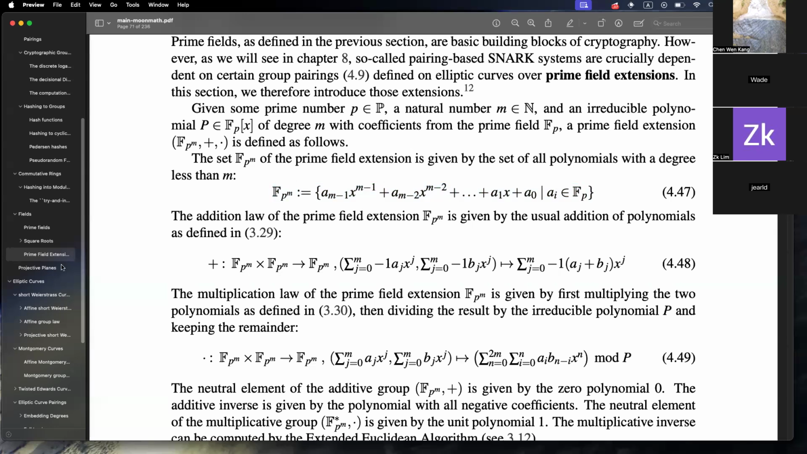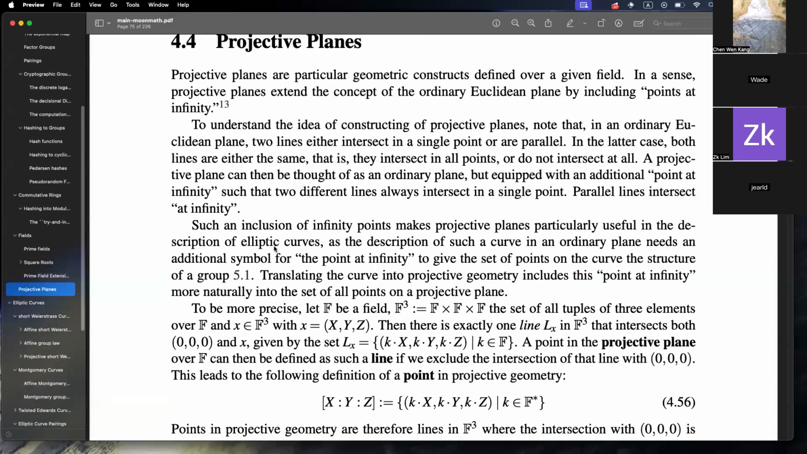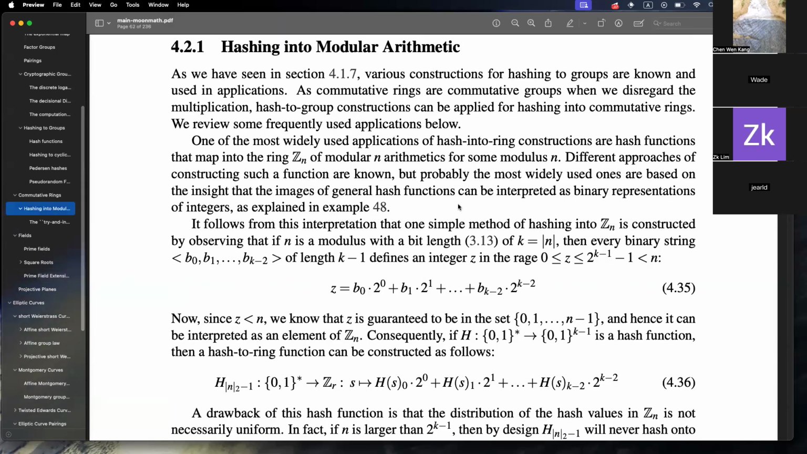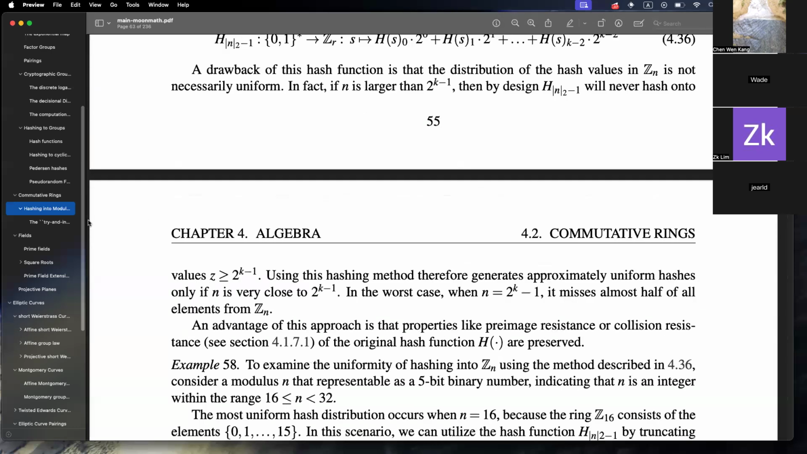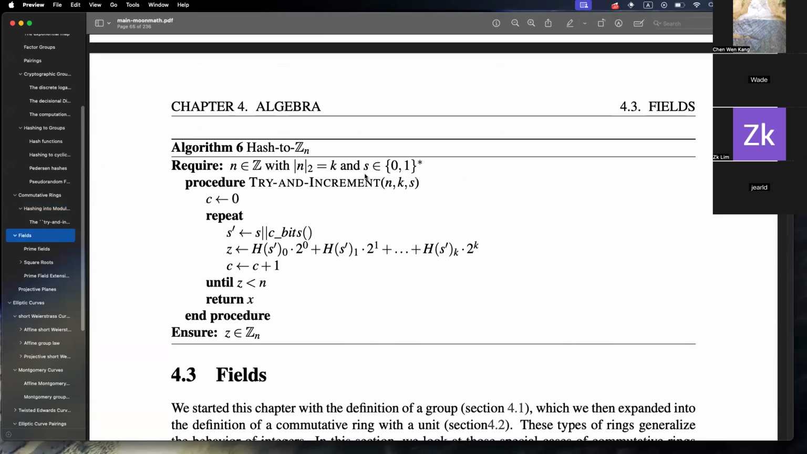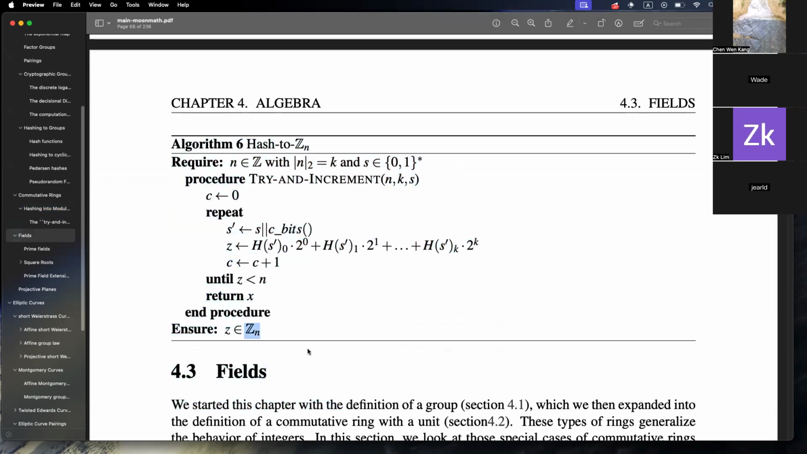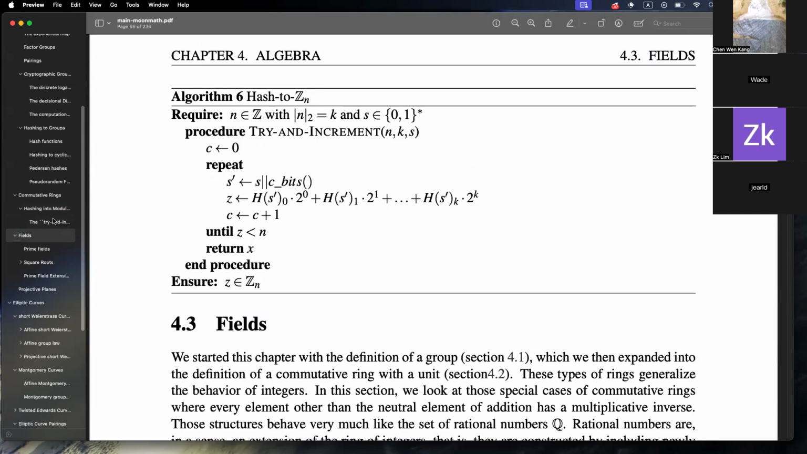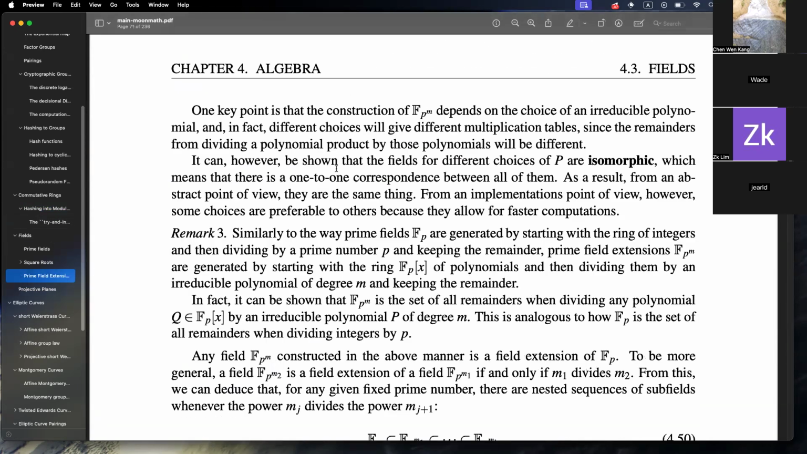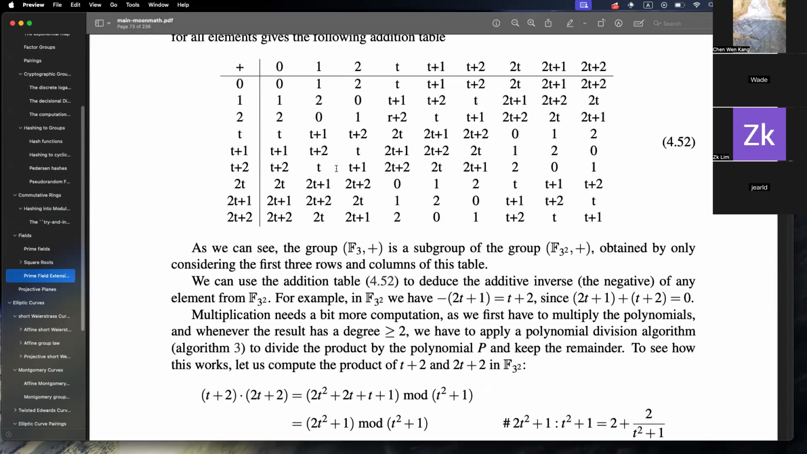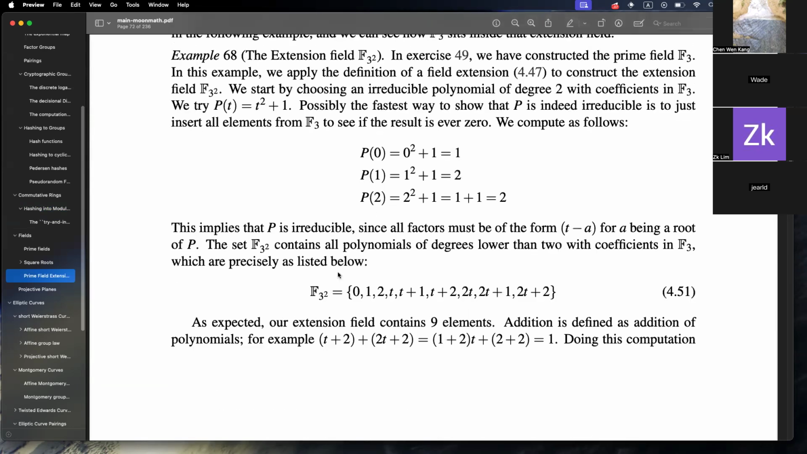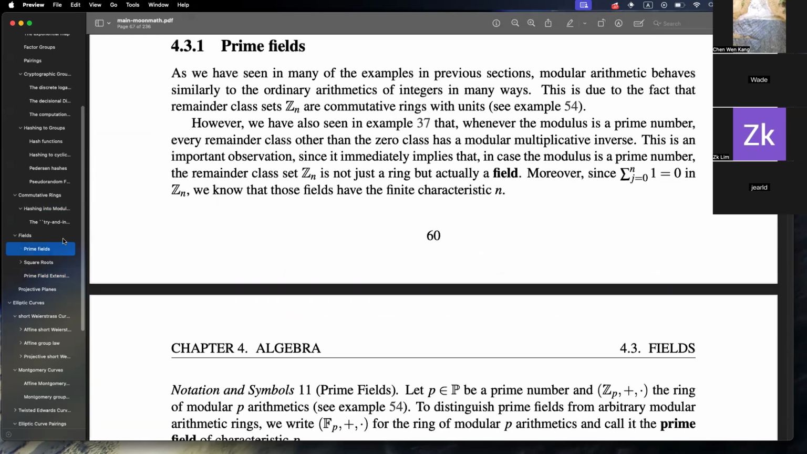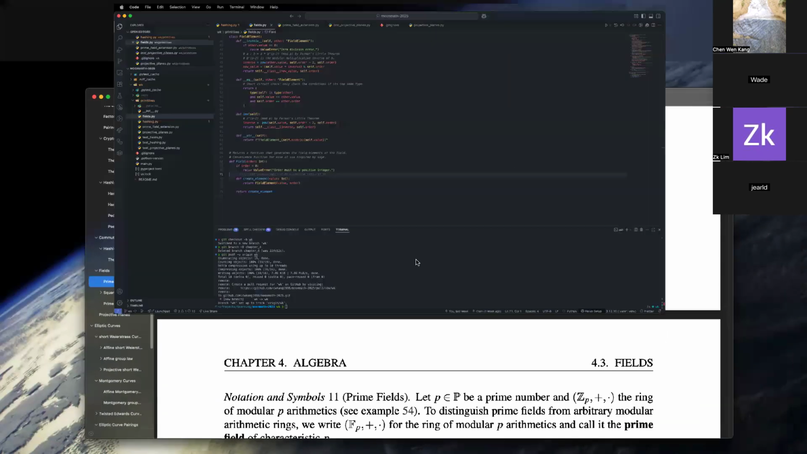But other than that, I've mainly implemented the field operations. So fields itself, projective planes, hashing into the field. I haven't tried implementing the try and increment yet here. This is interesting to implement, but not too hard because they do give you the code for it. I do find the prime extension itself more tricky to do, because you need to have the concept of, so to say, polynomials, right? Anyways, I'm gonna show you what I've done for prime field.